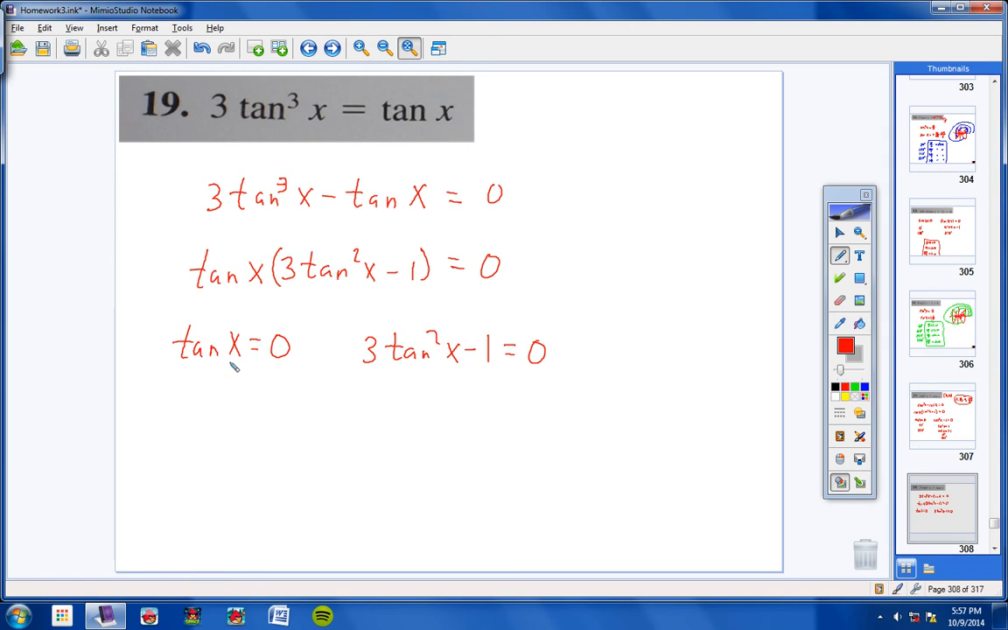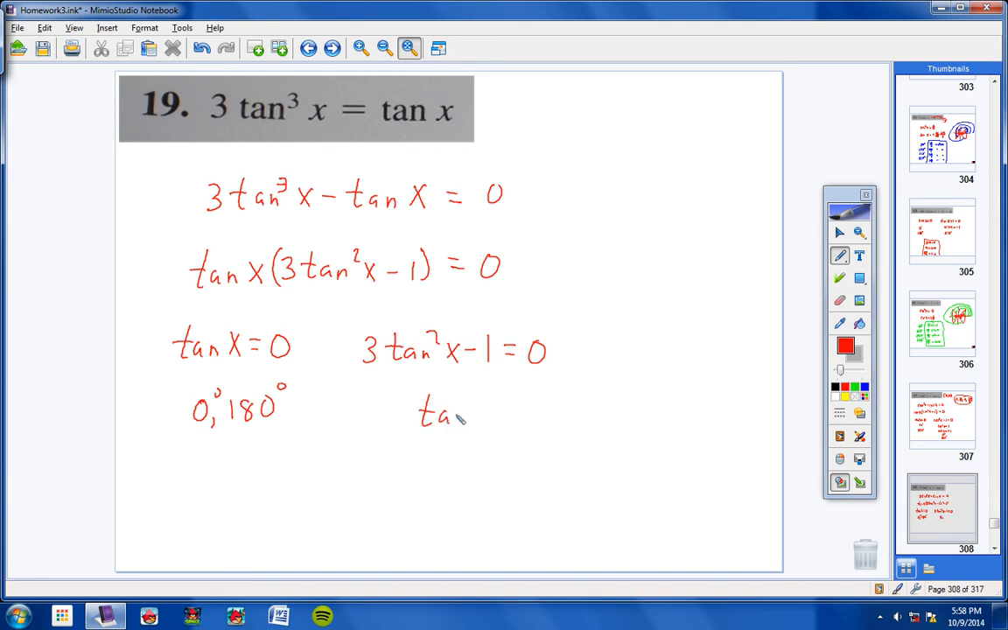Well, this one over here already has tangent isolated, so we're trying to find angles so that when I take the tangent of it, I get 0. So let's say it's going to be one of my quadrant angles. So tangent of 0 is 0. Tangent of 90 does not work. Tangent of 180 works. So 0 and 180 so far work. Tangent of 270 does not work. So we have 0 and 180 so far. Now let's come over here and get tangent by itself.